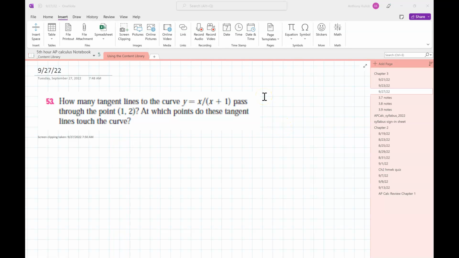So it says, how many tangent lines to the curve, yada, yada, yada, pass through the point (1, 2), and then at which points do these tangent lines touch the curve?